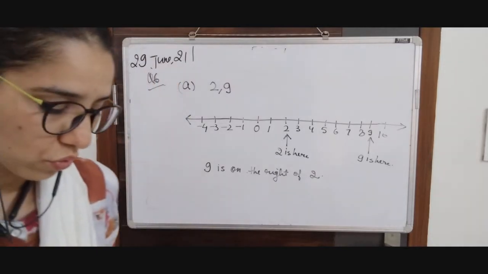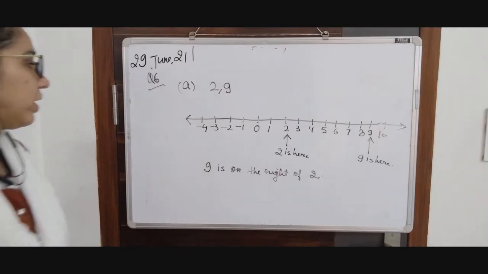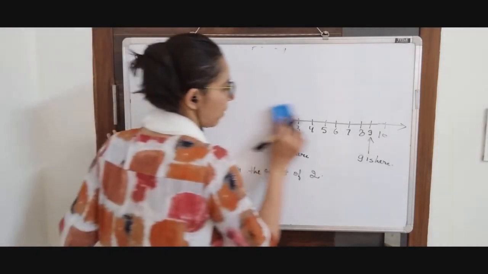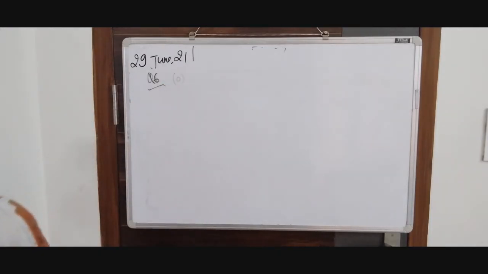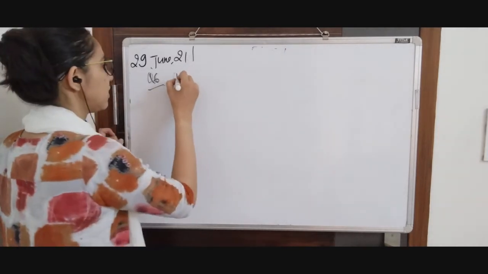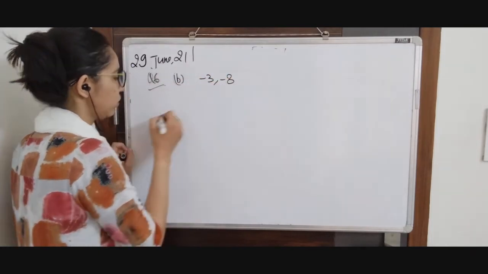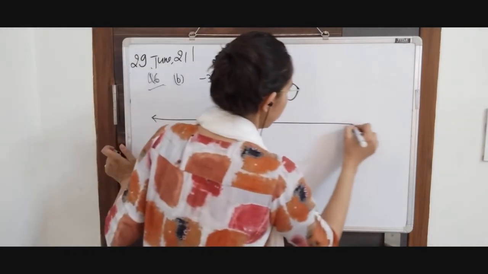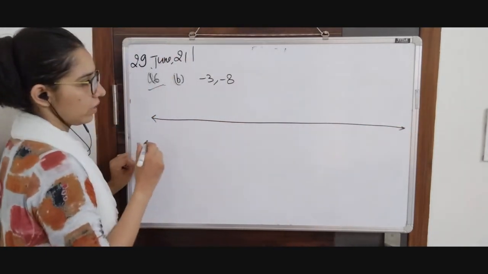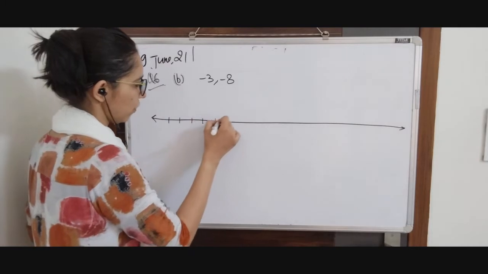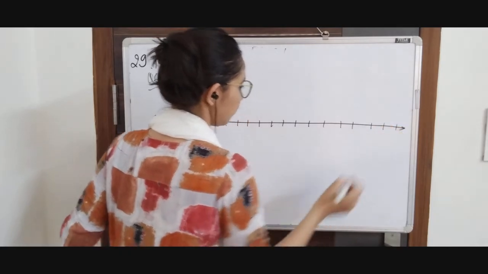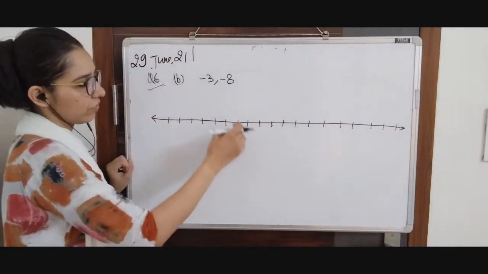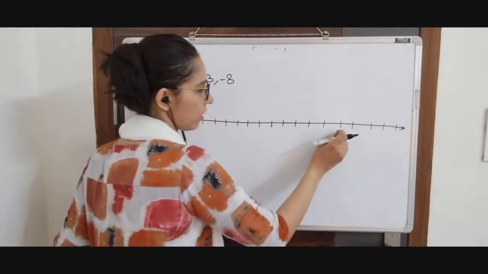Next we have to tell between -3 and -8. We will draw our number line such that we are able to represent both the numbers on that. If we are not, we can rearrange our divisions. 1, 2, 3, 4, 5, 6, 7, 8, 9, 10, 11, 12, 13, 14. Like this, we mark the divisions. And I won't start with 0 from here. I will put my 0 somewhere this side.